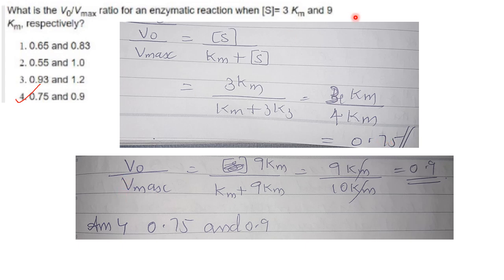Now next one is substrate is 9 Km. So 9 Km by Km plus 9 Km, 9 by 10, that will be 0.9. So 0.75 and 0.9. Answer is option 4.